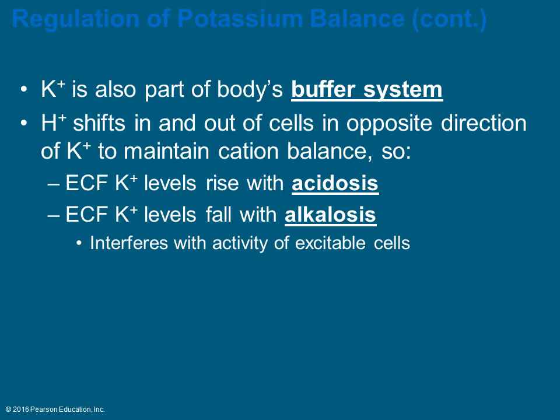Potassium is also part of the body's buffering system. A buffer helps to reduce sudden changes in pH. If the extracellular fluid potassium levels tend to rise, that's with acidosis, meaning the pH is lowering. And if extracellular fluid potassium levels fall, you tend to see that with alkalosis, which is an increase in the pH.